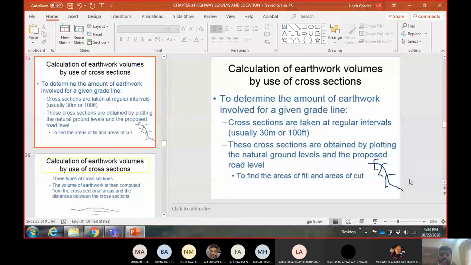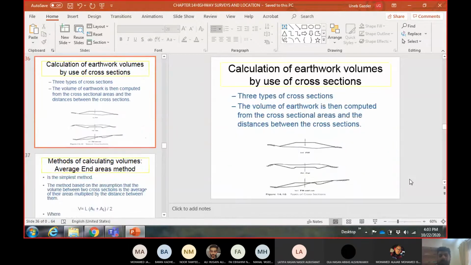So in one cross section, what can you see? You can see the ground level, the elevation of the ground level. You can see the elevation of the road level because it's a cross section, right? So you can see the elevations, and you can see the width of the road and the cross slope of the road. Okay, so it will look something like this.